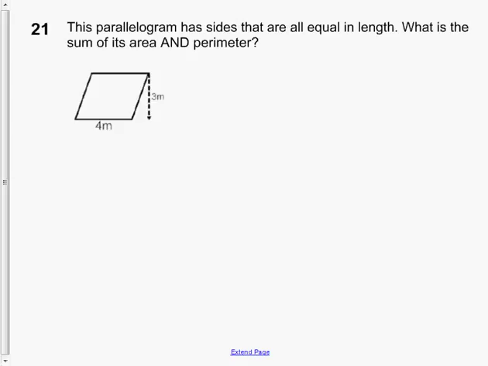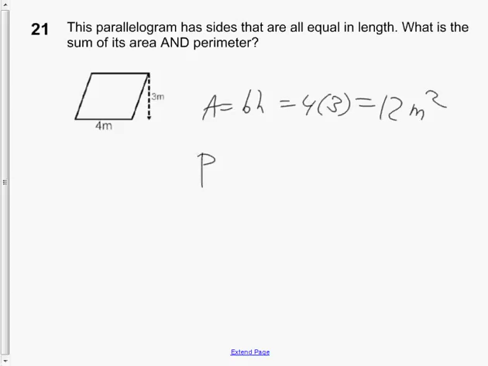Question 21 is a question that a lot of people got wrong, and it's inexplicable because I have no idea why this one caused a lot of pain to people. It says, what is the perimeter and area? So I'm going to do area first because that's the easy one, base times height. It's going to be simply 4 times 3. The area was 12 meters squared. But for whatever reason, the perimeter threw people.